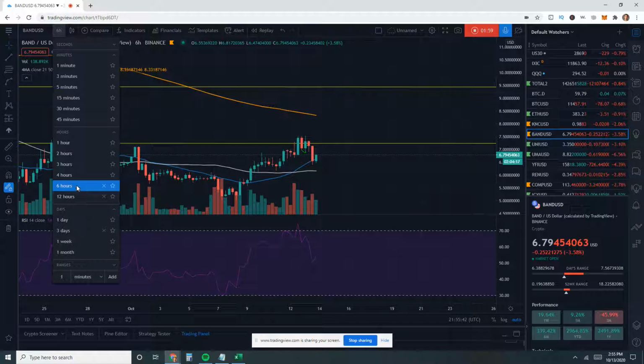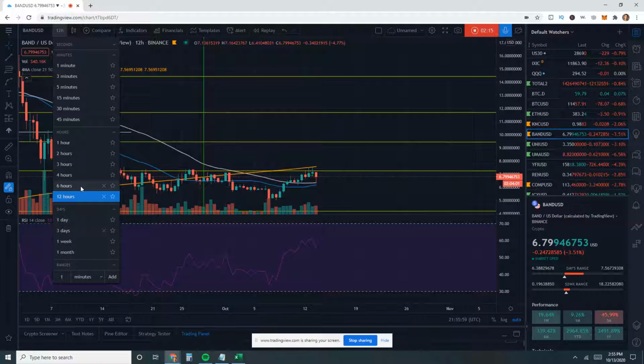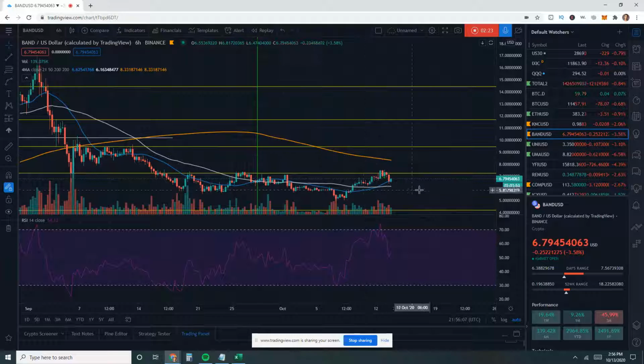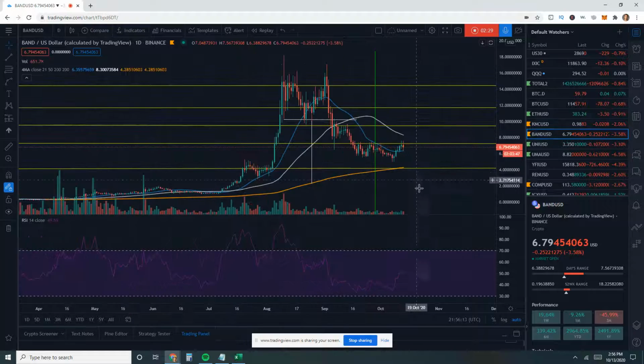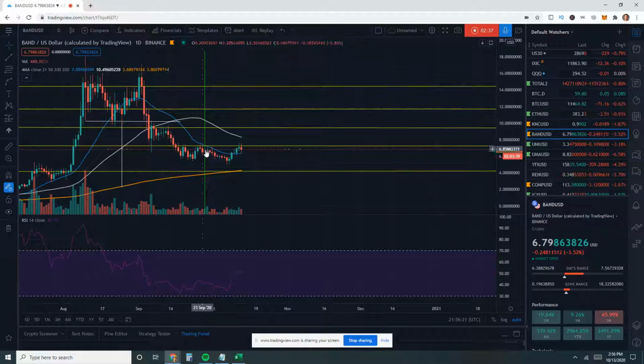Yesterday we went up to about 7.5 USD, and we got rejected at about the 12-hour 200 moving average, and that has brought us back down to about the 6-hour 21 moving average. Okay, so I have had the confirmation here. The first confirmation is that we actually closed above the daily 21 moving average, which we have not done since the sell-off.